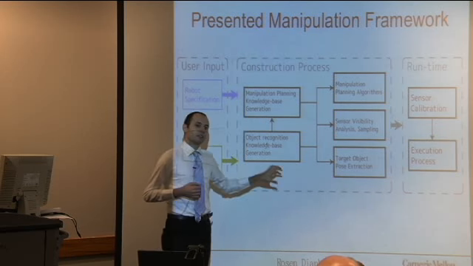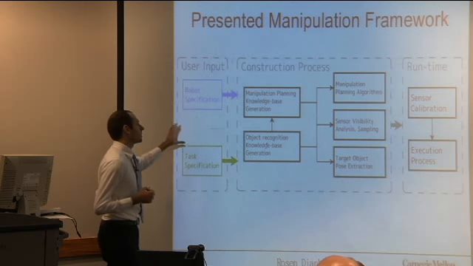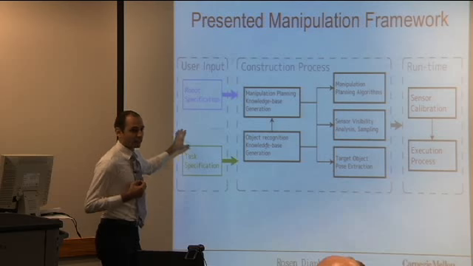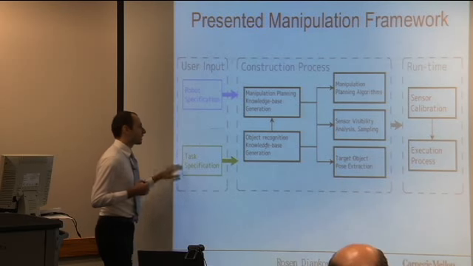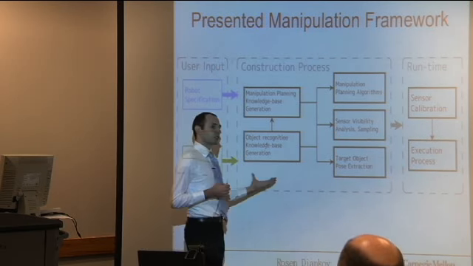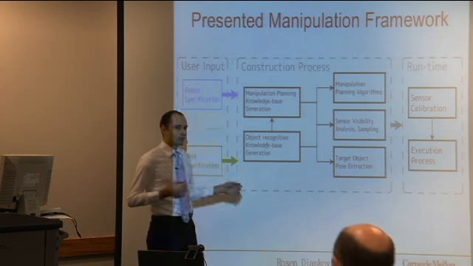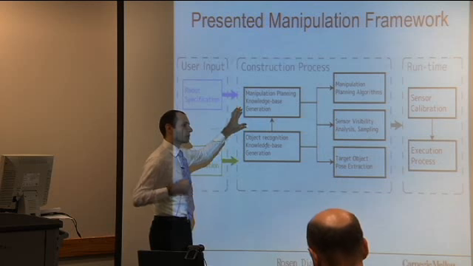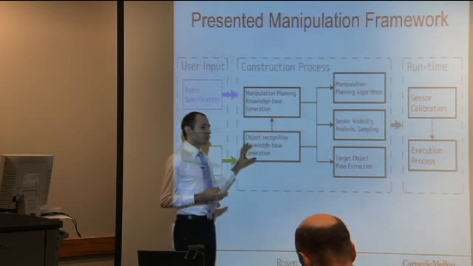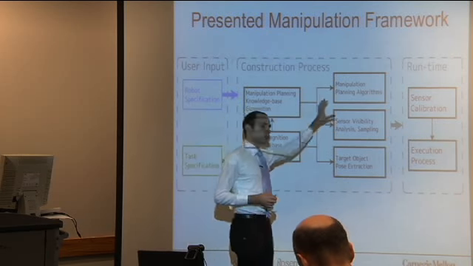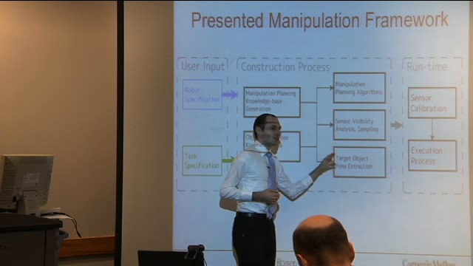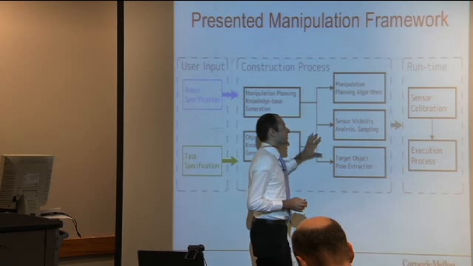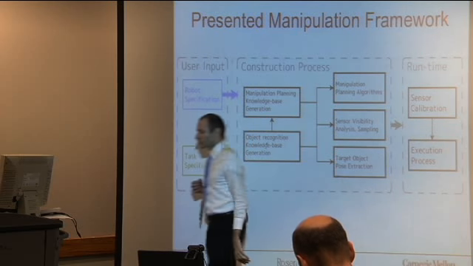contains 3 parts. The first is an input part, which contains all the domain knowledge and everything required for a computer to analyze and execute the task. This is divided into a robot specification and a task specification. Then we go into this construction process, which develops a planning database, which analyzes the robot's geometry and kinematics. It develops an object recognition database, and it combines these 2 databases together. It sort of instantiates a set of generic algorithms with these databases in order to form the final runtime execution process.